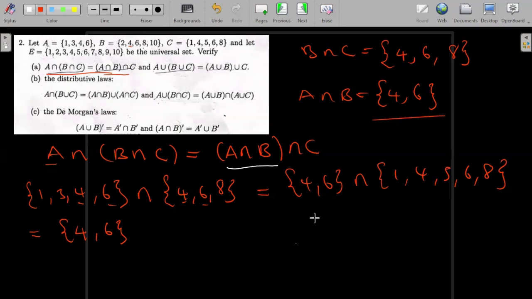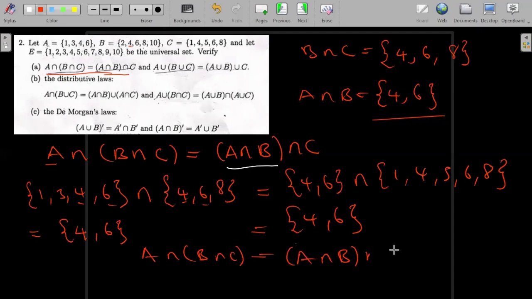So what elements are common in both? When I check, I see that it is 4 and 6. 4 and 6 is common in both. So this verifies that A intersect B intersect C is equal to A intersect B intersect C. So you can conclude there, hence verified. Okay. So do I have any question here?